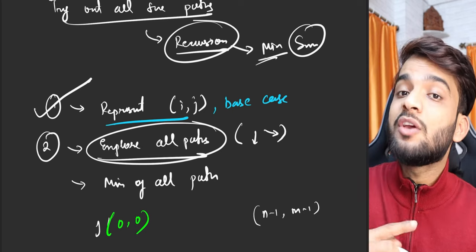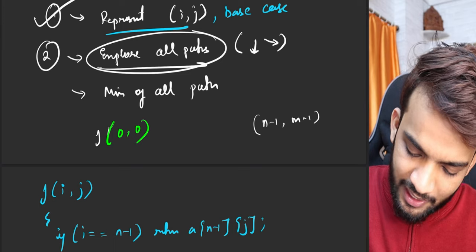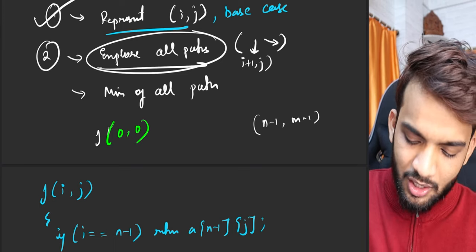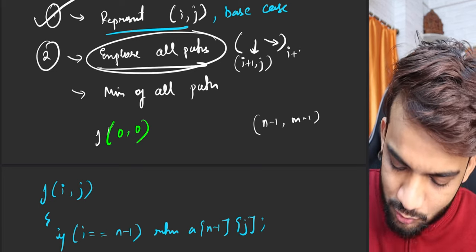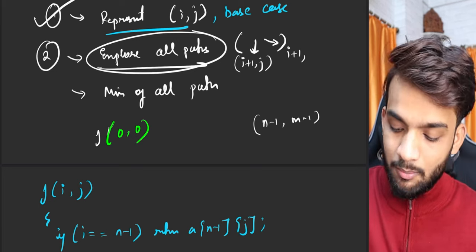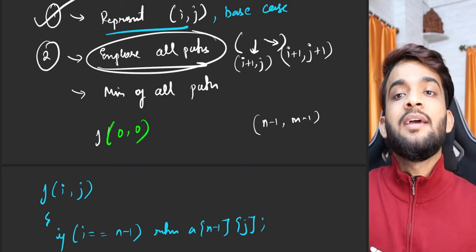Now step two, explore all the paths. And we know we are looking for the minimum path sum. What kind of paths are there? One is this. I know this is nothing but i plus 1, j. We go to the next row and the same column. And we know this is i plus 1, next row, but the right column. Right column will mean i plus 1, j plus 1. Everyone knows that, right?